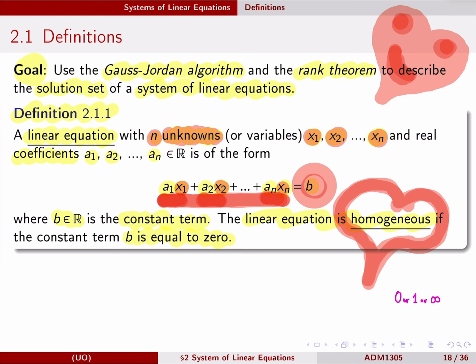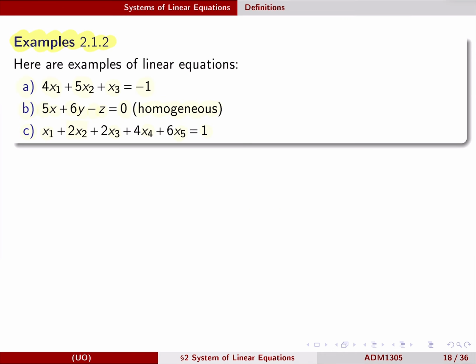Let's look at some examples of linear equations. So here are three examples of linear equations. The first one, 4x1 plus 5x2 plus x3 is equal to -1. So here we have three variables, x1, x2, x3. We have three coefficients, 4, 5, and 1, and the constant term is -1. So it's not a homogeneous linear equation.